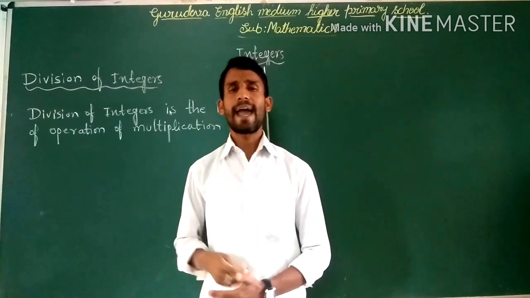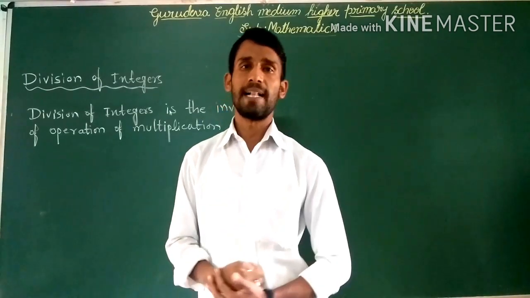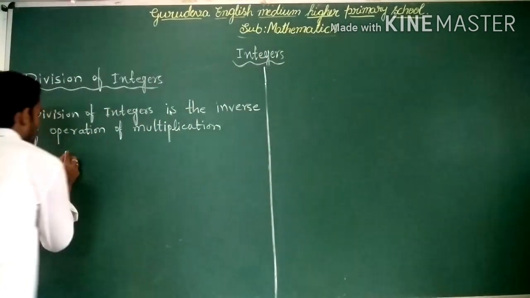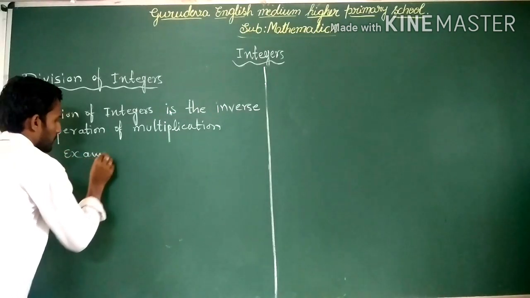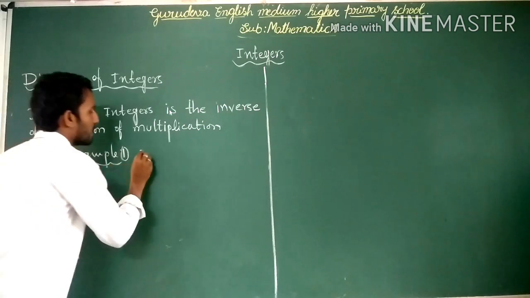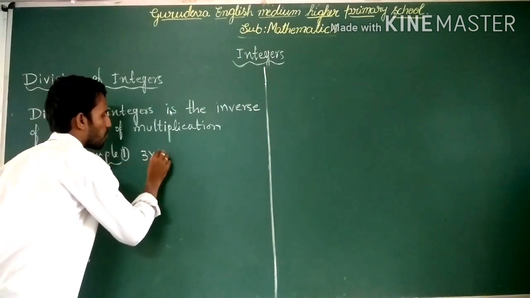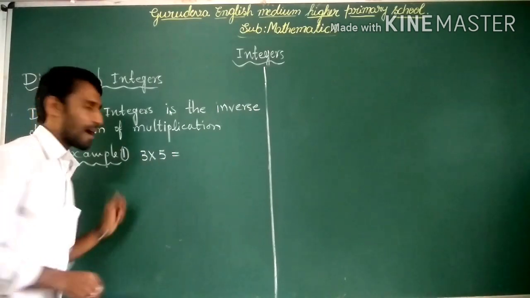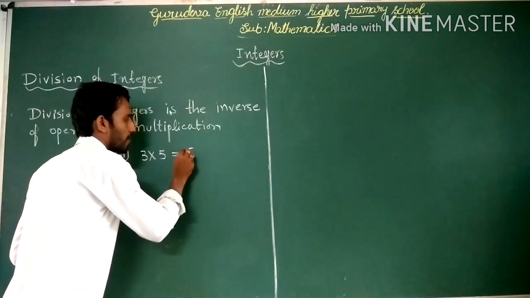Let us see an example for whole numbers. I am taking one small example. Example 1: 3 into 5. When we multiply 3 into 5, we get 15.